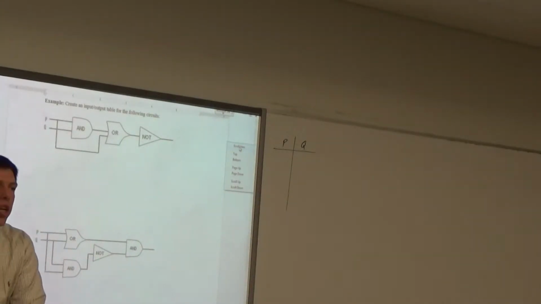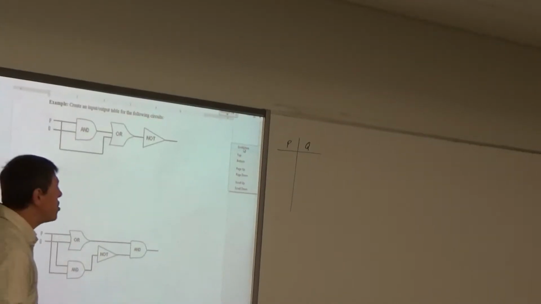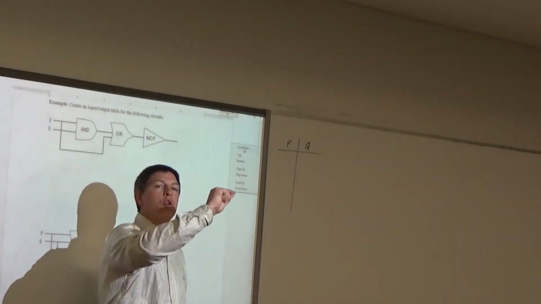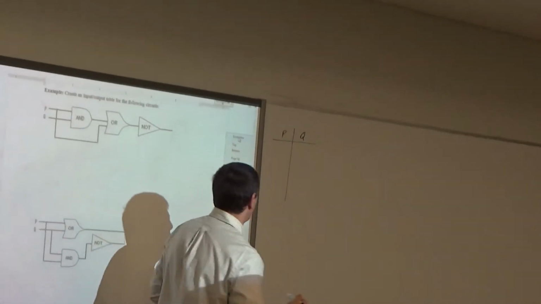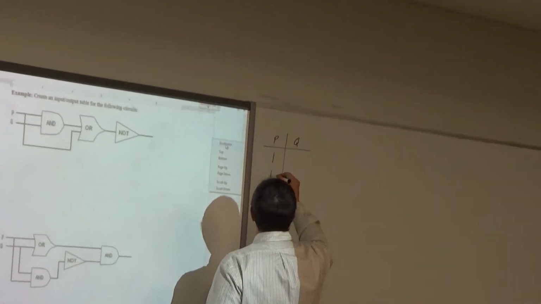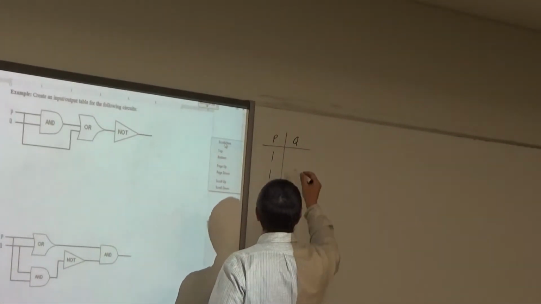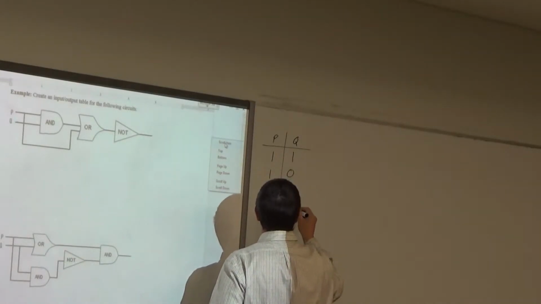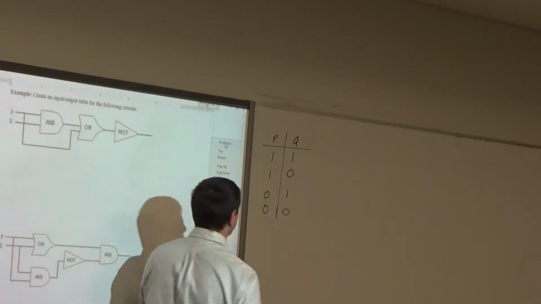Because we have a P and a Q, how many rows are we going to have for this input-output table? 4, right guys? 2 to the 4, or 2 squared is 4, okay? And basically, remember how we did true, true, false, false, true, false, true, false? Well, now what we're going to do is 1, 1, 0, 0, 1, 0, 1, 0. Okay?